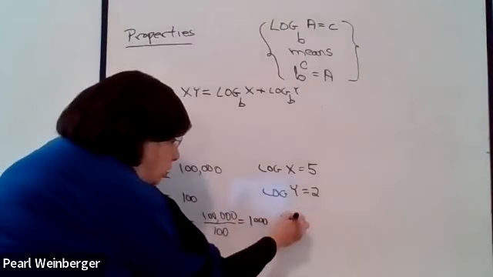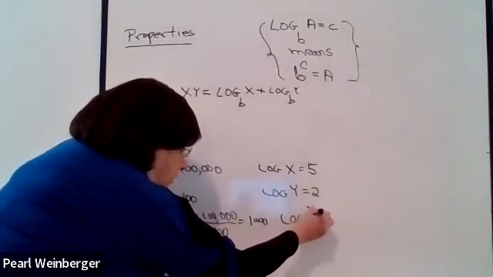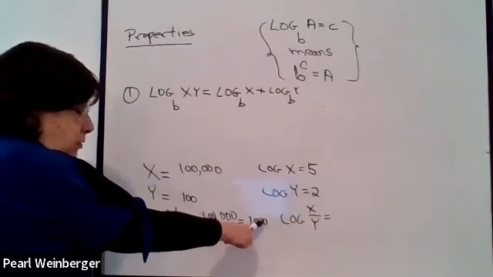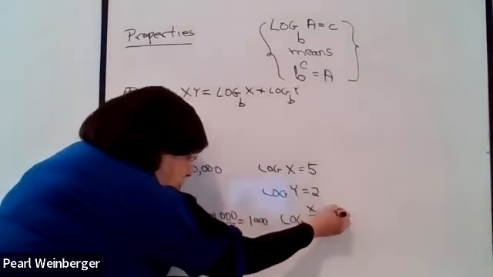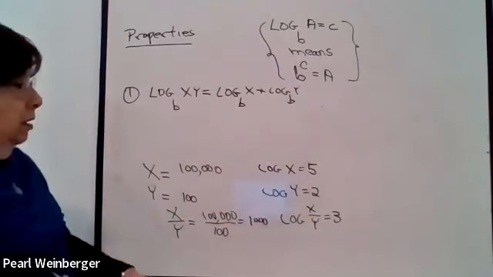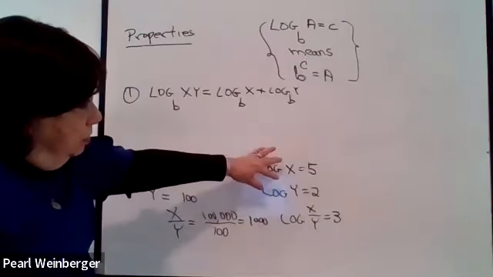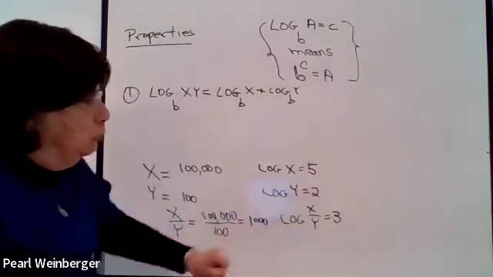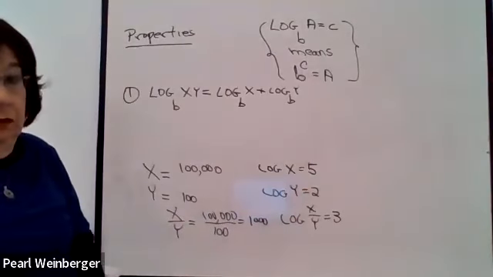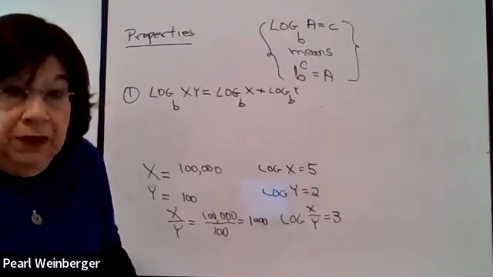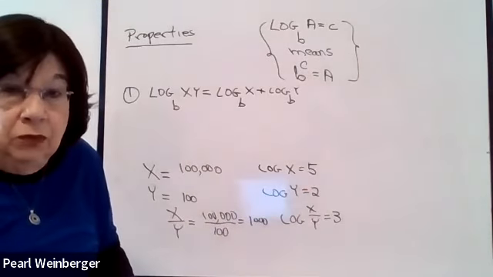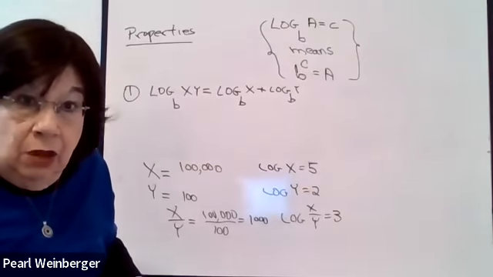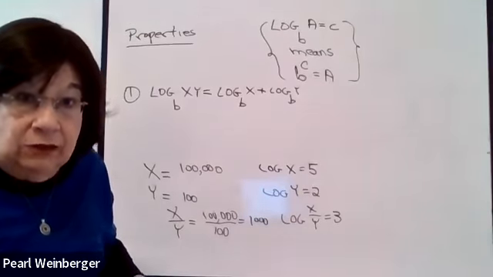So the log of x divided by y is what? Well, how many zeros do we have? 3. And if you look at it, the log of x divided by y is not the 5 divided by 2, it's the 5 minus the 2. And that makes sense also because when we're dividing numbers, what do we do to the exponents? We subtract the exponents. The logs are exponents.